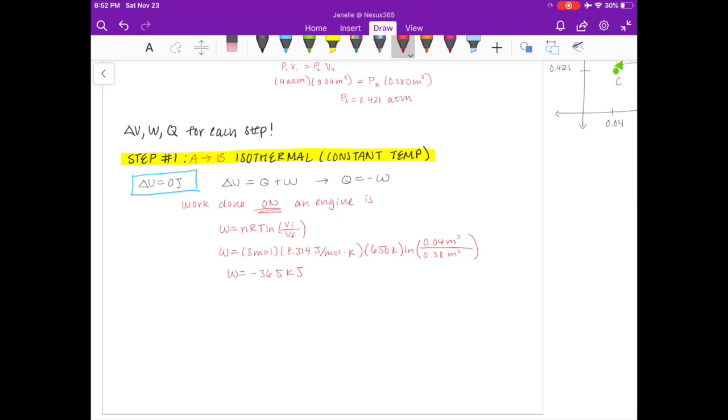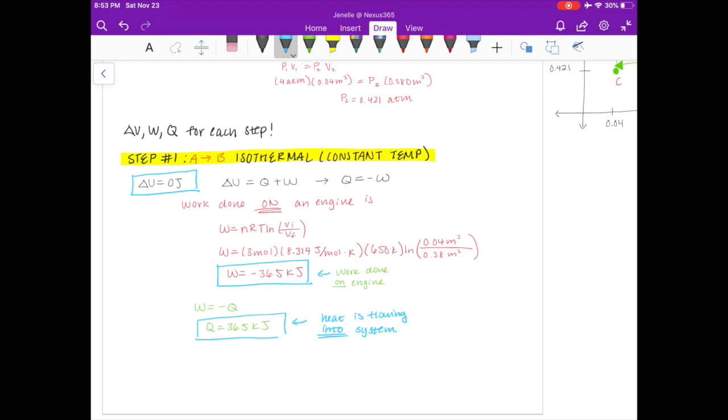I just wanted to quickly reiterate that this equation we used here is used to define the work being done on a system. And so this is also to say that the work being done by the gas in the engine is positive 36.5 kilojoules. Once again, since this is an isothermal step, the work being done on the system is equal to the negative amount of heat. And so the negative Q in this case is going to equal positive 36.5 kilojoules. And since this is a positive number, we know that heat is flowing into the system.